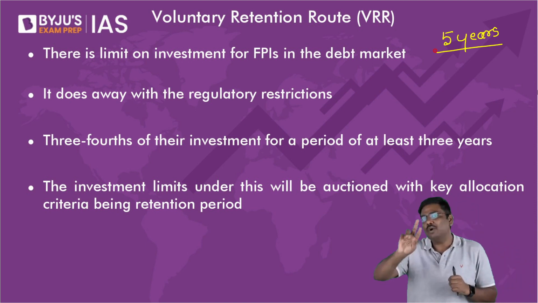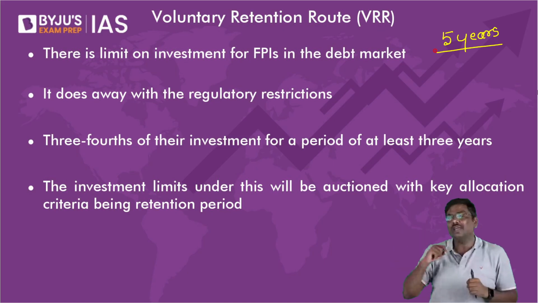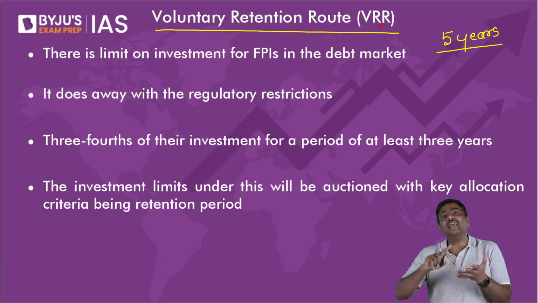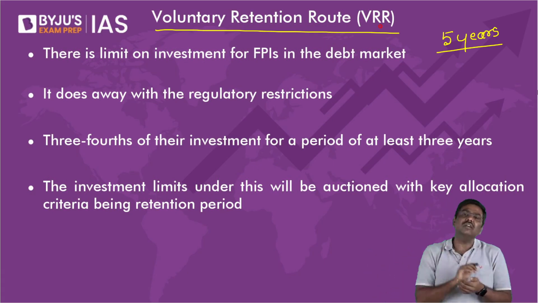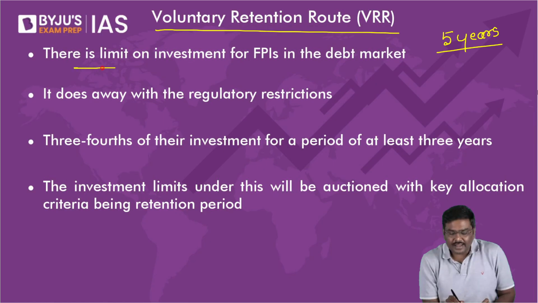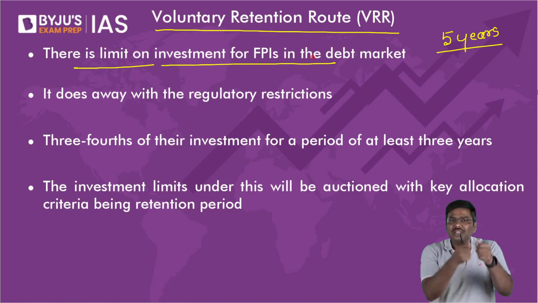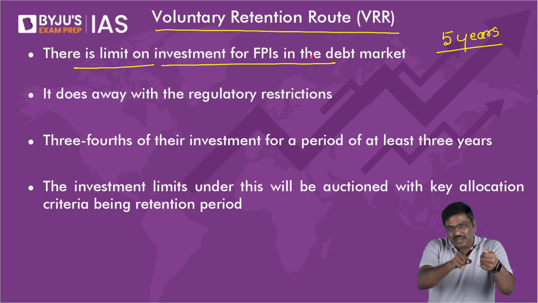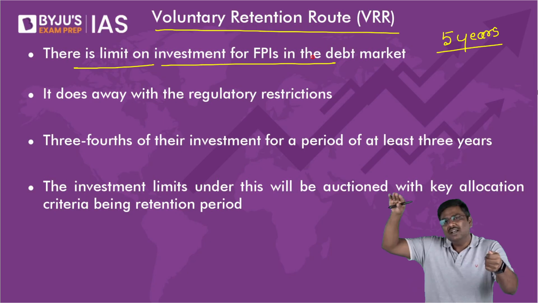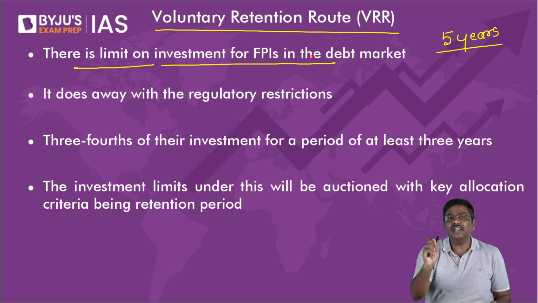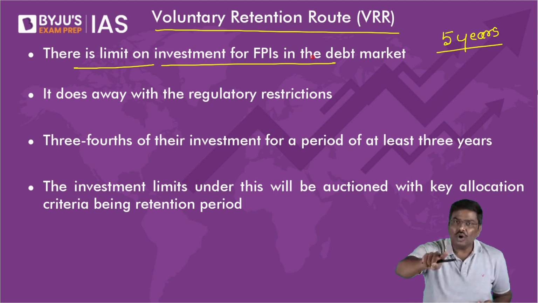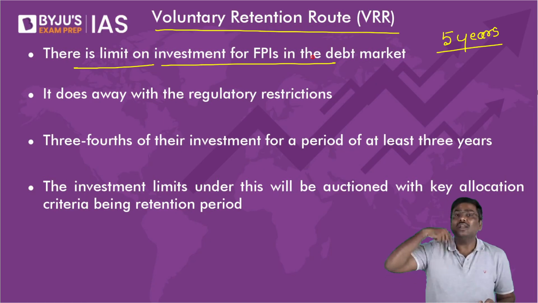Now there are two very important tools promoted by RBI. One is called the voluntary retention route. The second one is called the fully accessible route. Let me start with the voluntary retention route. There is a limit on how much FPI can flow into the debt market, because withdrawal can create volatility. Now these limits to a certain extent will be relaxed.